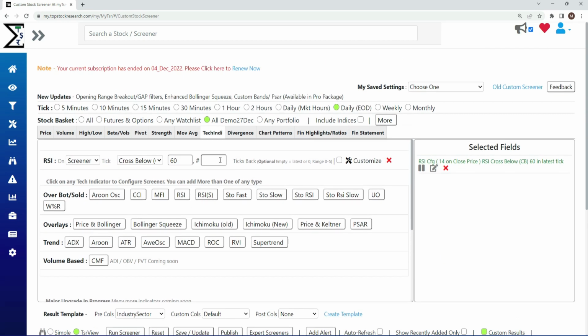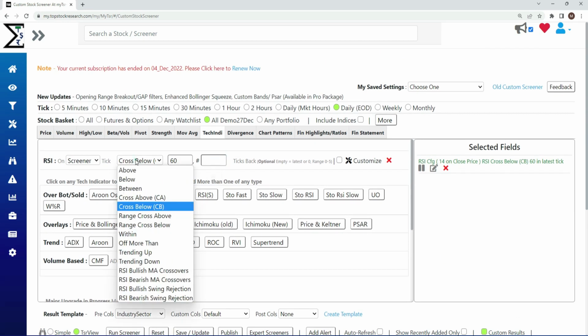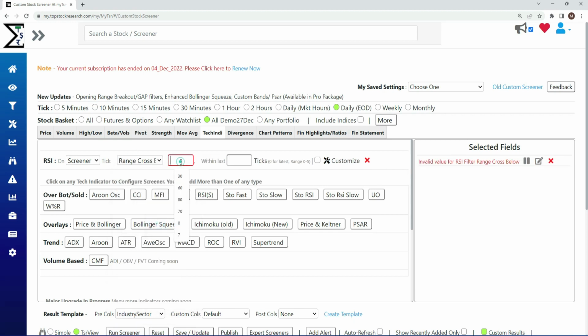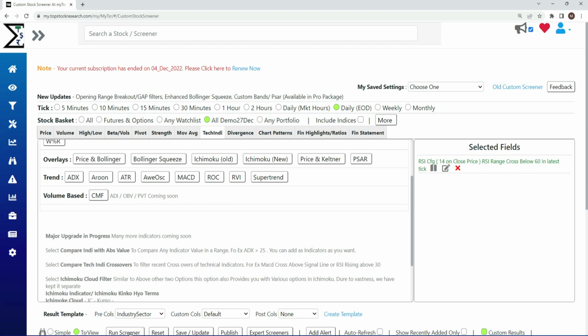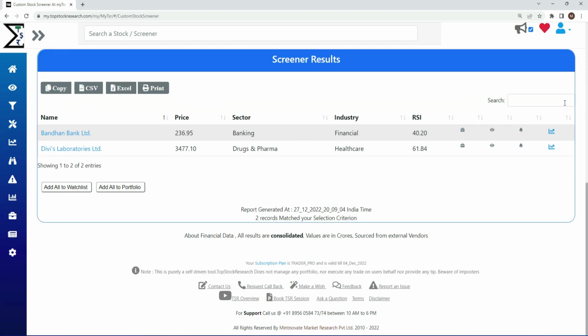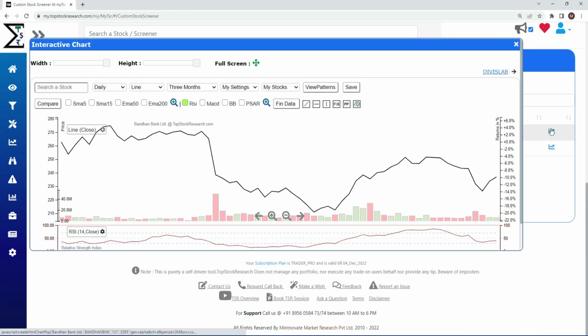No? Okay. So 60, cross below, range cross below, right? So let's put it, it has crossed below 60 in last 2-3 days. Let's say 3 days. Right? That's how you can fine tune your screeners, right? You find few stocks which has crossed below 60 in last few days. Right? So we change this to 60.